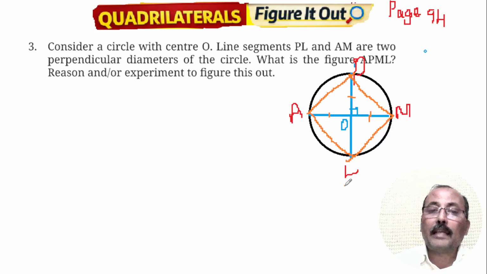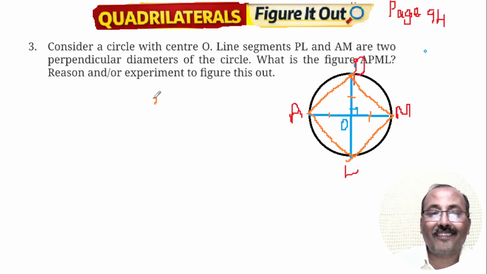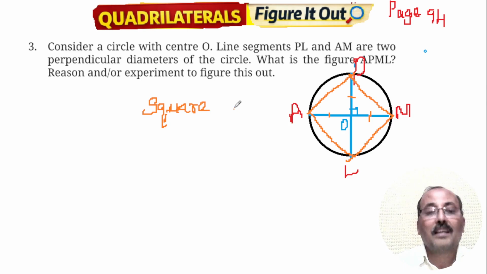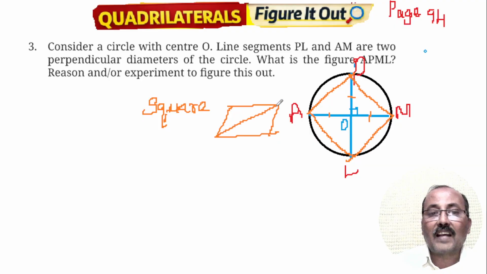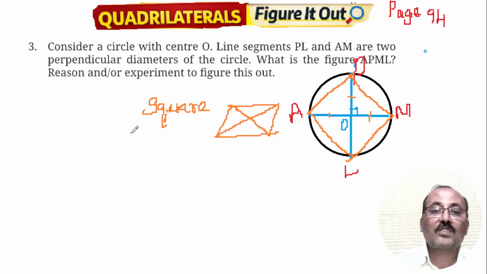In APML, AM and PL are the diagonals and also the diameters, they are perpendicular and equal. Therefore, if the diagonals in a figure are perpendicular and equal, it is called a square, not a rhombus. One more option is there, rhombus. Why is it not a rhombus? Can you guess why? A rough diagram you can draw and check. In a rhombus, the diagonals are not equal, hence it must be a square.